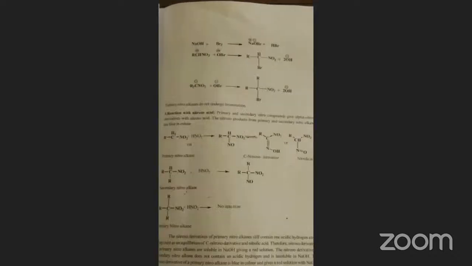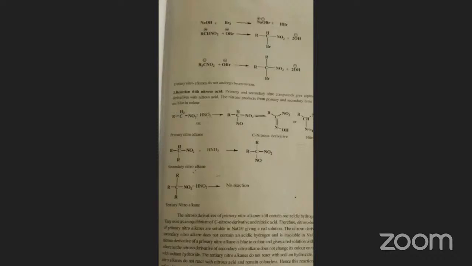Next is about bromination reaction in the presence of sodium hydroxide. So here, the primary and secondary nitroalkanes are involved in the bromination reaction. They produce the bromo-substituted nitroalkane compounds. Look at this reaction. The sodium hydroxide is reacted with bromine, then it is converted to NaOBr. That means the sodium bromo oxide is produced and it eliminates hydrogen bromide.